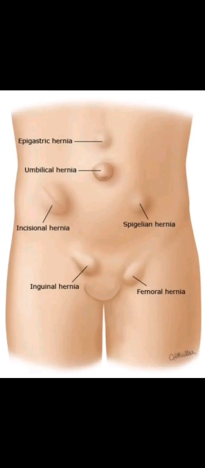Now, according to the diagram, it has illustrated certain types of hernia. Number one, we have epigastric hernia. The word epi means above, and gastric means stomach. So when we say epigastric, we mean an area that is above the stomach. If in that area there is a protrusion of an internal organ, maybe the stomach or the esophagus or any organ, we'll call it epigastric hernia.